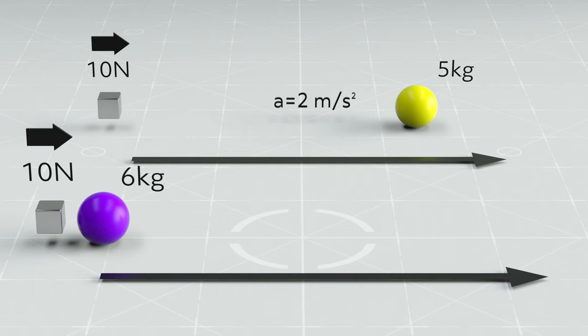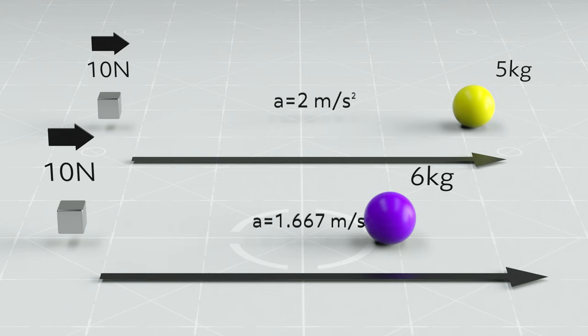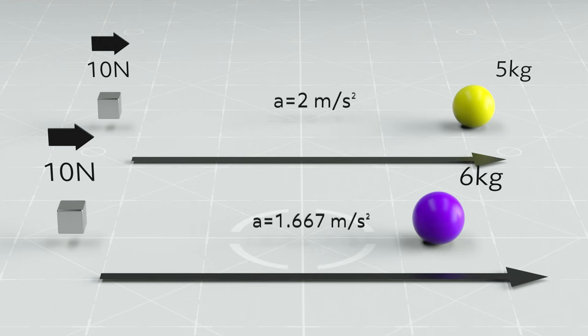Well, we can just plug in some numbers to our formula. So if our force is 10 newtons and our mass is 5 kilograms for the yellow ball, then our acceleration is 2 meters per second squared. Let's do the same thing with our purple ball. The force is 10 newtons, the mass is 6 kilograms, so the acceleration is 1.667 meters per second squared.